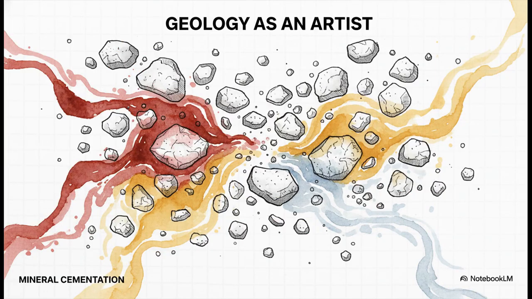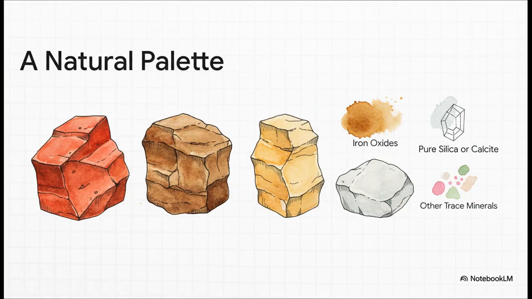And that natural cement, that glue, it doesn't just provide strength, it's also the secret ingredient behind sandstone's incredible beauty. The specific minerals that lock those grains together are the very same things that paint the stone in this stunning array of colors. And this just shows you that natural palette perfectly. When you see those vibrant reds and deep browns, that's from iron oxides. Yeah, basically rust. The soft yellows and beiges, that comes from clay minerals. And when the cement is pure silica or calcite, you get those really clean whites and grays. It's like geology itself is the artist here.